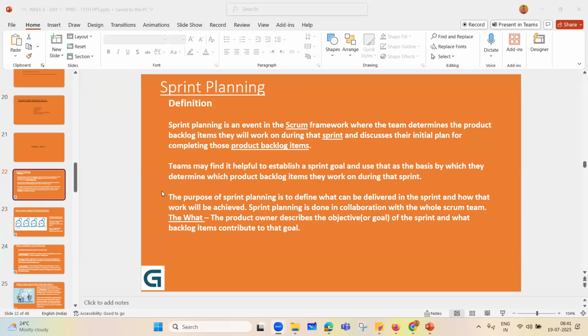Right. So one thing you need to remember is that there are a few inputs. If sprint planning is the ceremony or event, it means that you are entering this sprint planning meeting with certain homework done, and that homework is that you are entering with the product backlog items, where you will be prioritizing them. So how are you going to prioritize? Who will prioritize this product backlog item? Product owner.